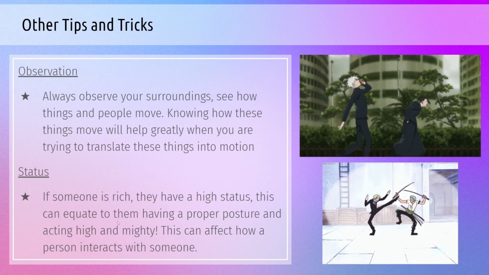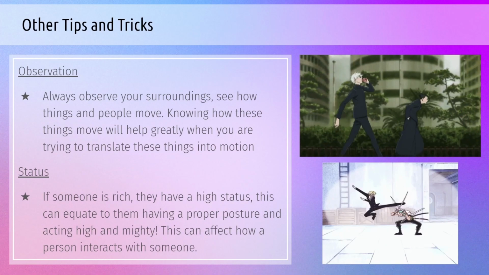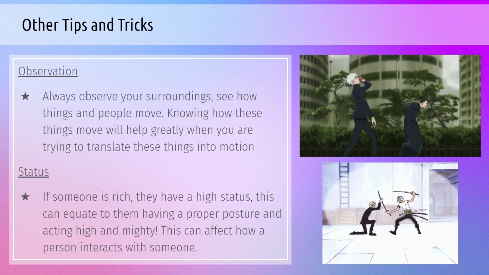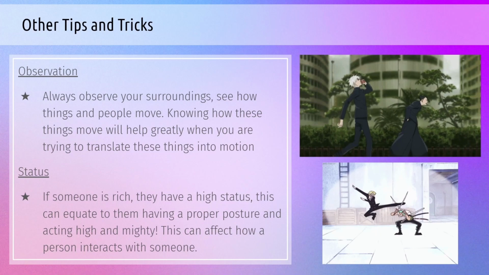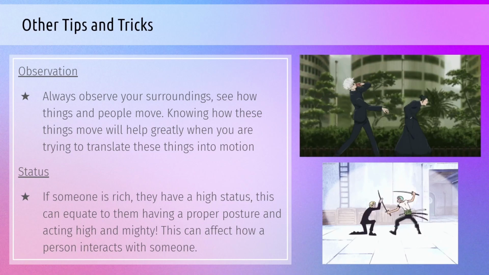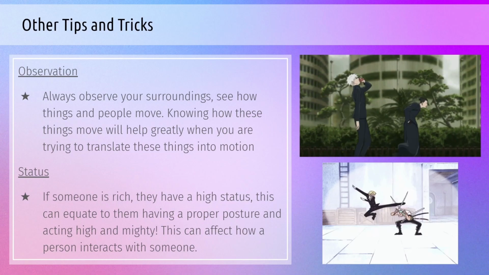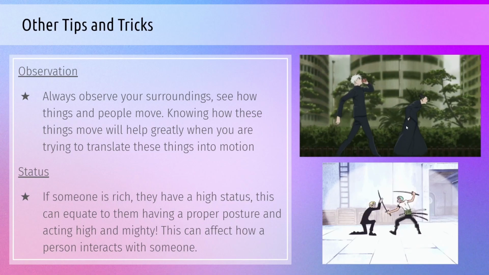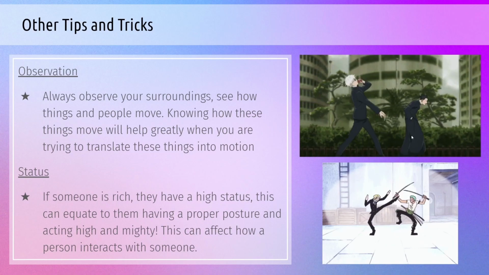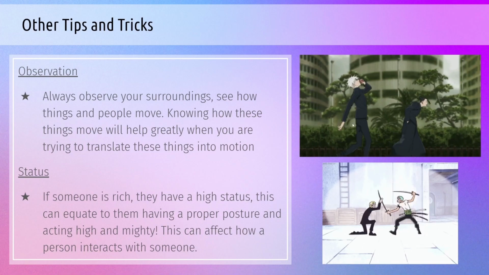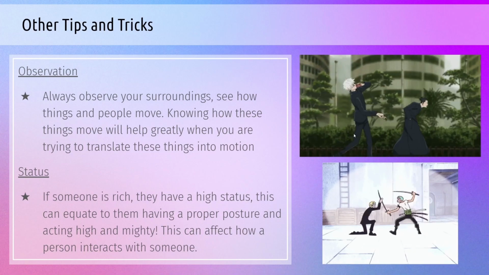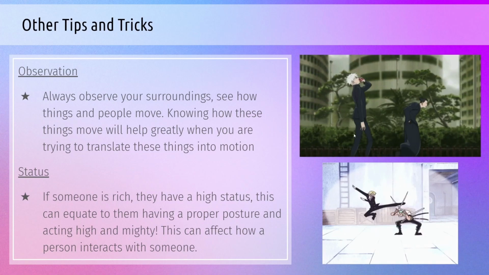Another one is observation. You should always observe your surroundings. See how things and people move. Knowing how these things move will help greatly when you are trying to translate them into motion. So look around campus, see how people walk. When you study how people walk, you can put that in your animation. I know this shot from Jujutsu Kaisen is really goofy, but we can tell their characters just from this walk. That is why observation is important.